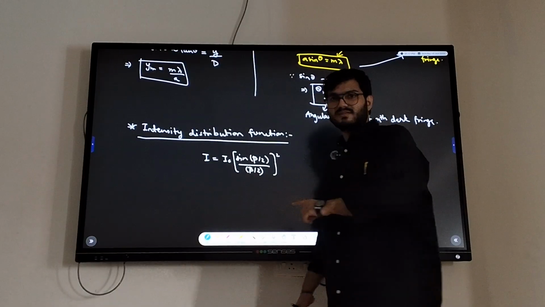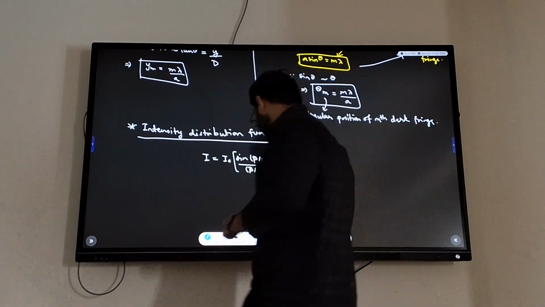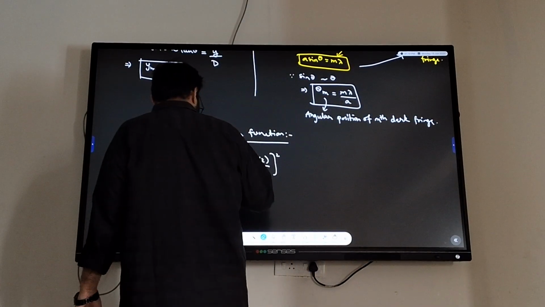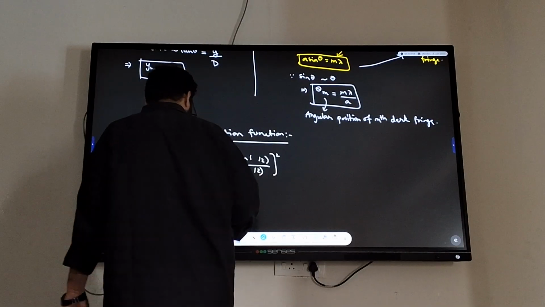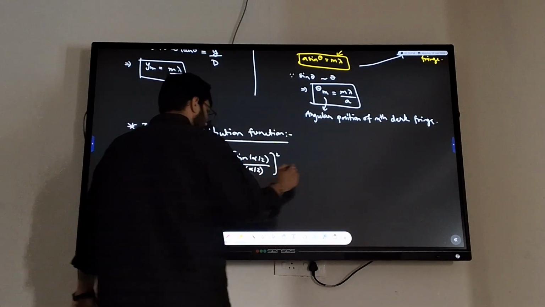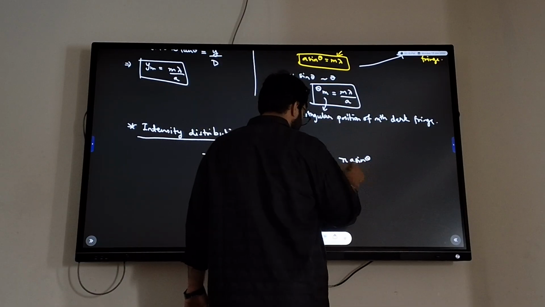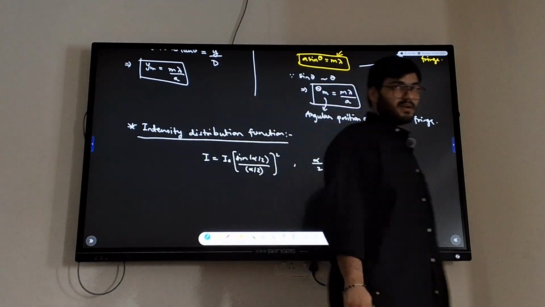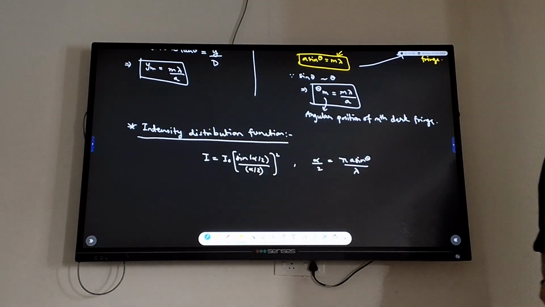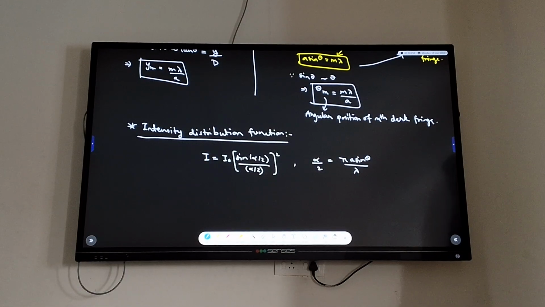ये बीटा is not a fringe width था. I should write this alpha. ये alpha लिख लो. And anyways, the alpha by 2 is pi a sine theta by lambda. I'm not teaching more than this for today. But this is the intensity distribution function that we have.